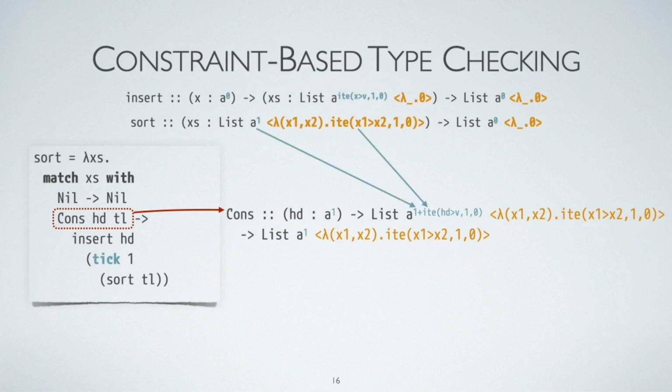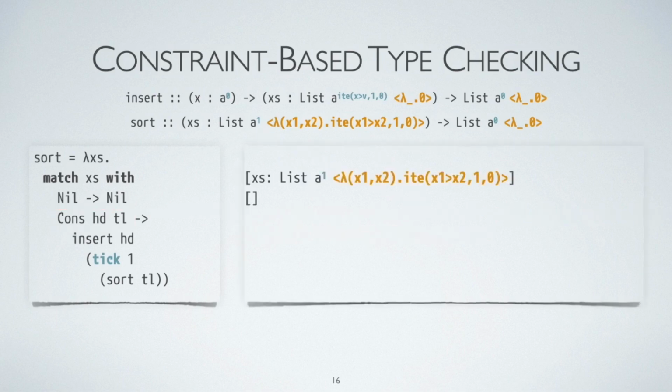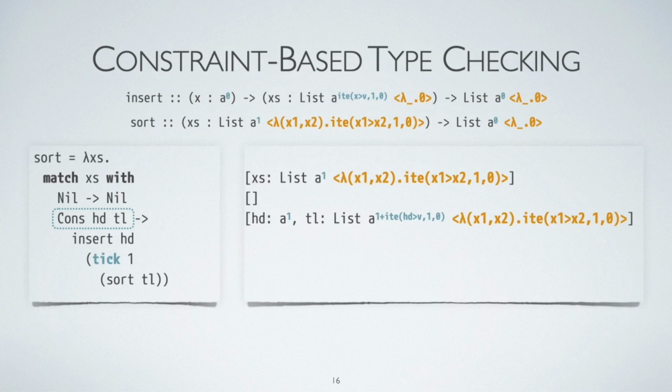Then in the rest of the program, there are 2 function calls. At this point, we need to split the potential in the context into 2 parts, and each part is used to pay for the cost of 1 function call.